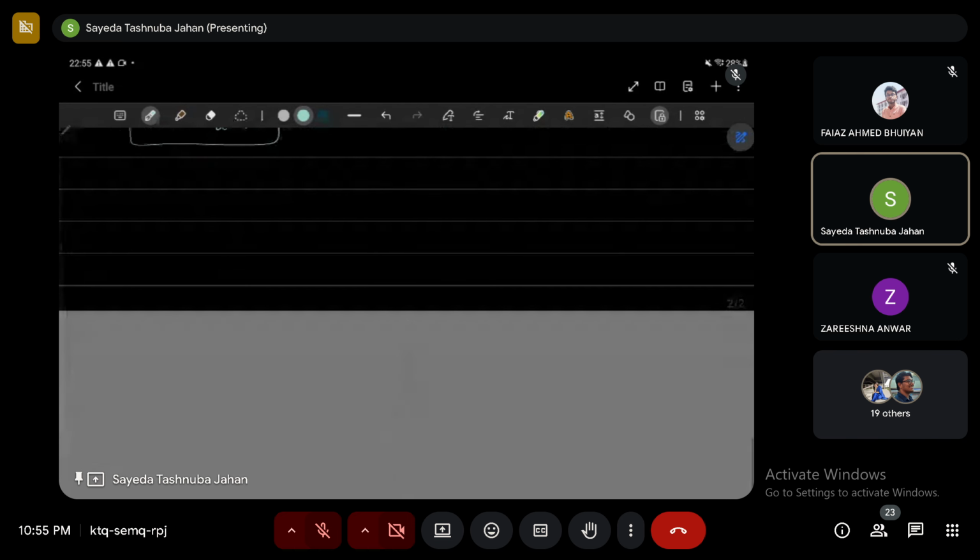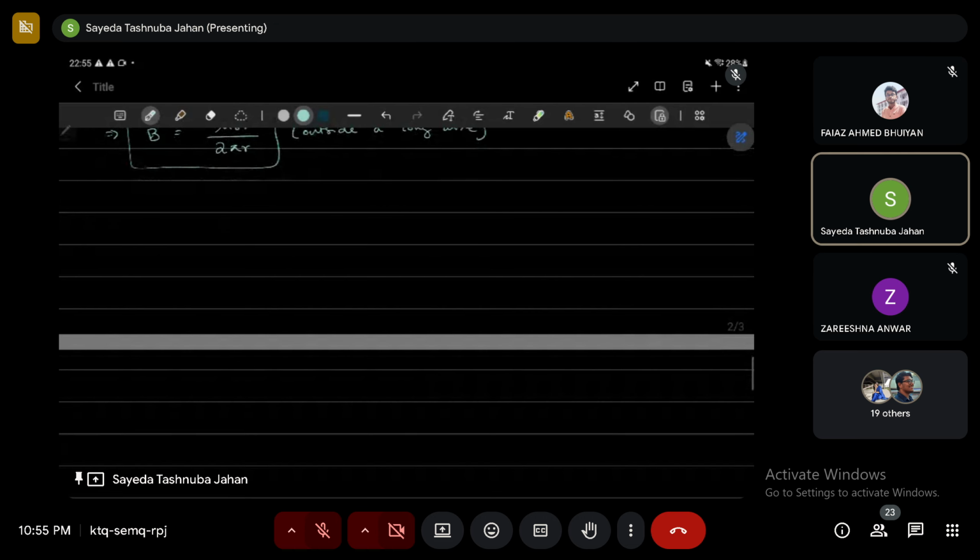Now next, what we will look at is that we want to find the magnetic field inside a long wire.